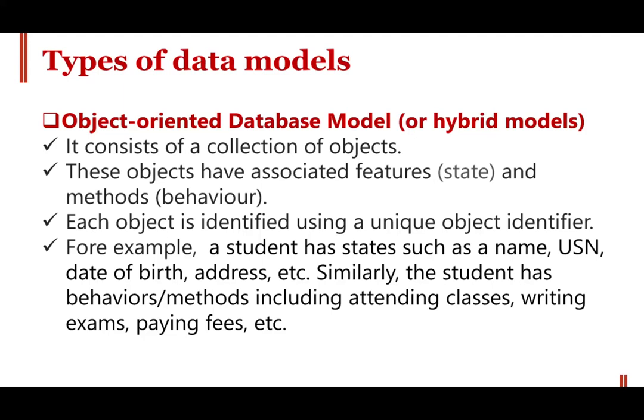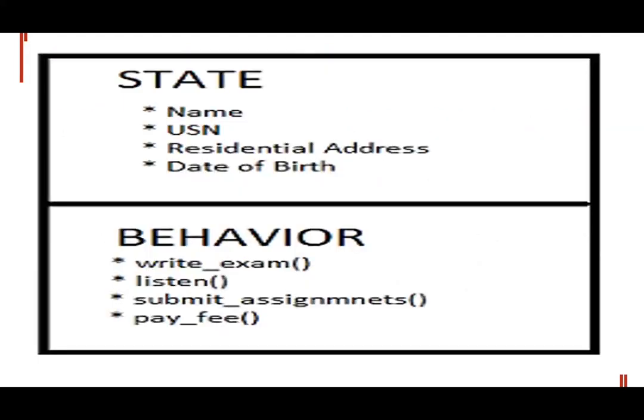For example, a student has attributes such as name, date of birth, and addresses, and attending classes, writing exams. These are activities that we can associate with this object. So this is just an example of what I just mentioned before.